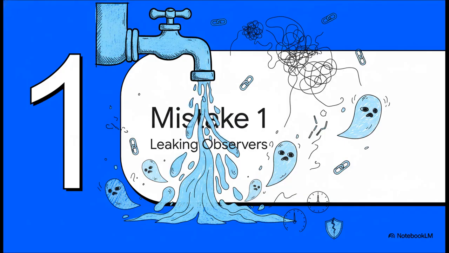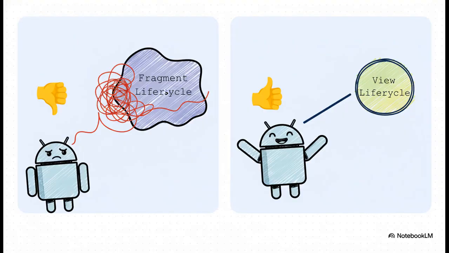Okay, foundation set. Let's get into our first and maybe the sneakiest mistake, leaking your LiveData observers, especially inside fragments. This one is so tricky because your app isn't going to crash, it's just going to get weird, slower, buggier, and you'll have no idea why. So take a look at this. The code on the left is the trap, and the code on the right is the way out.